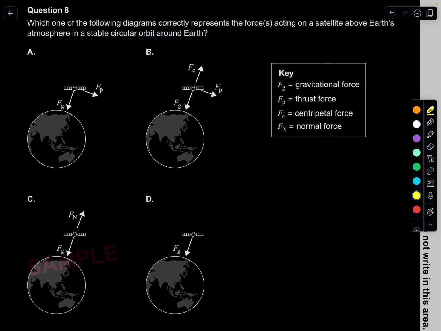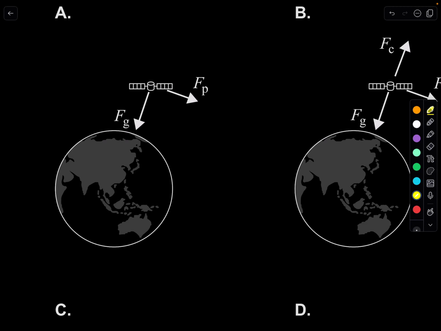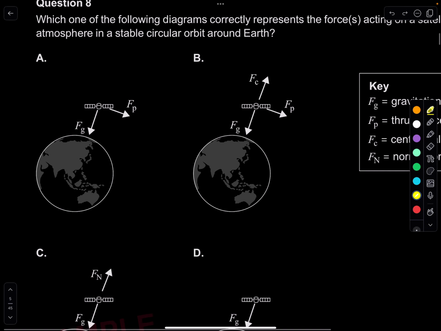Let's have a look at A. The force of gravity on A looks great, actually. You can see that it's towards the center, which is great. But we have a thrust force that's pushing it. If you have a thrust force, what does that do? You're basically increasing your velocity.